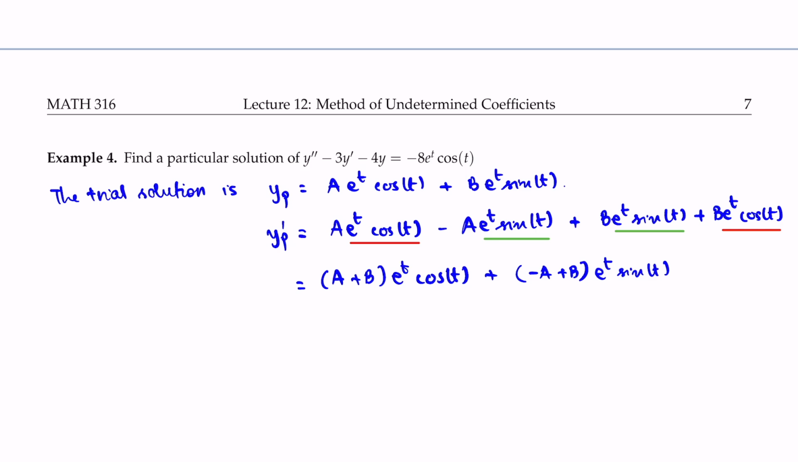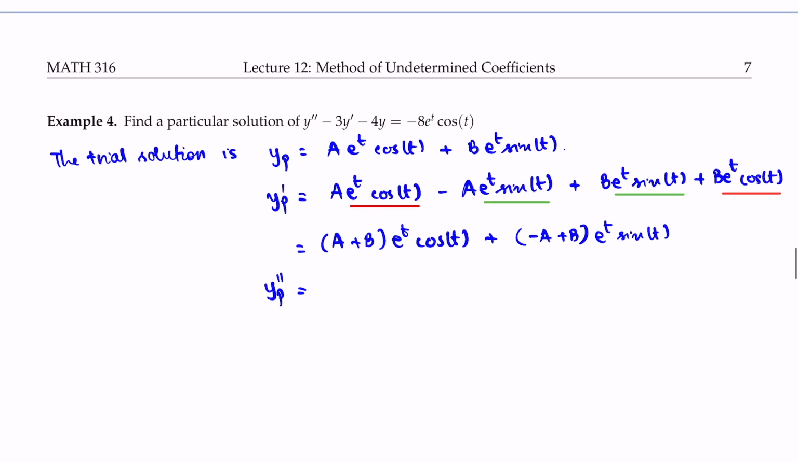So that's just the first derivative. The second derivative is going to be, so take the derivative of this, you have (a plus b) times e to the t times cosine of t minus (a plus b) times e to the t times sine of t. So again, these two terms are coming from the derivative of the product between e to the t times cosine of t. Now the next two terms are going to come from the derivative of this product, e to the t times sine of t.